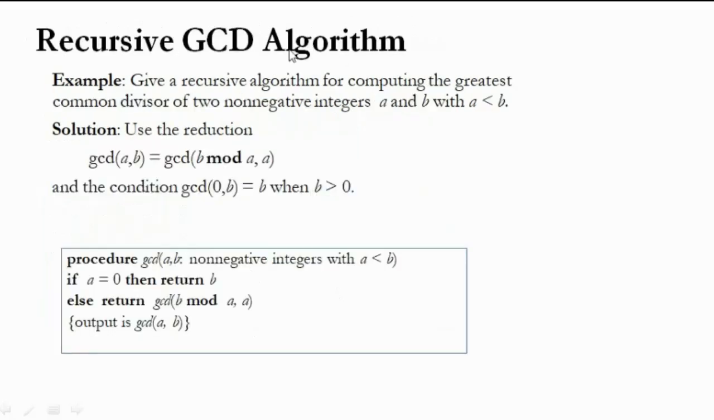Recursive GCD algorithm, the greatest common divisor of two positive numbers, where A is less than B. Here A and B are the two positive numbers that we have taken. If A is equal to 0, then return B. Otherwise, return GCD of B mod A comma A. Till how long? Till A becomes 0. This repeatedly will go on. Finally, whatever the resultant value we get, that is the GCD of the numbers.